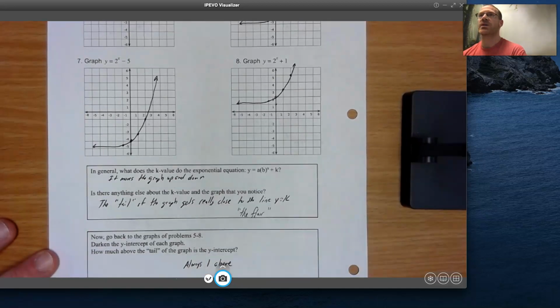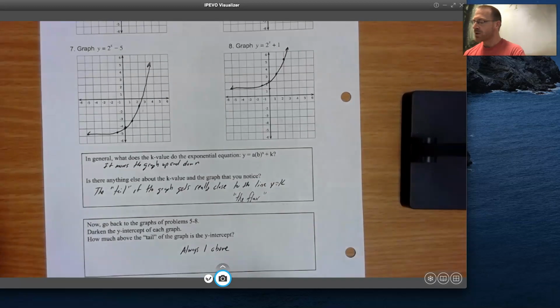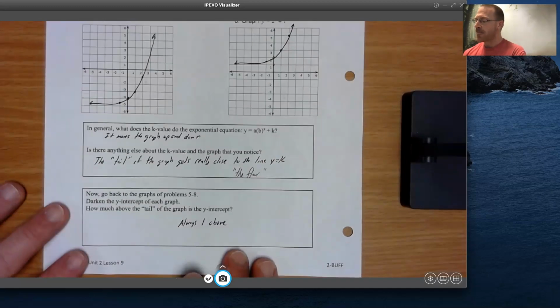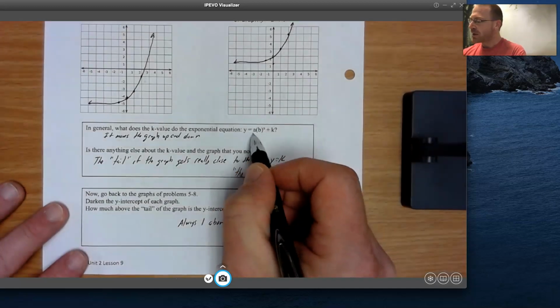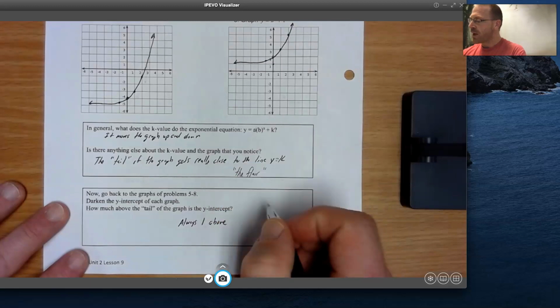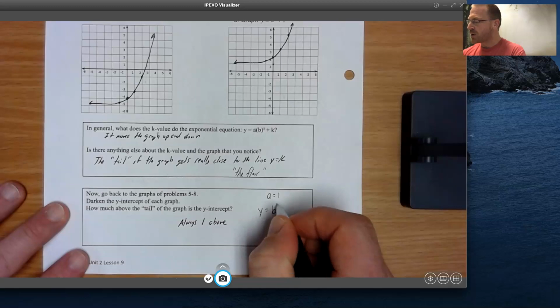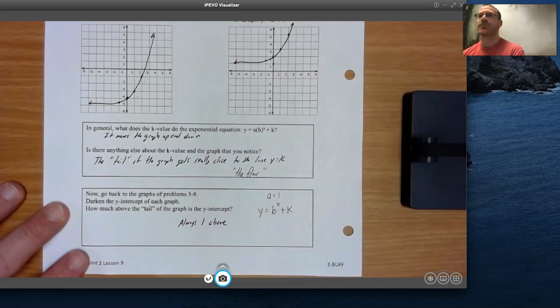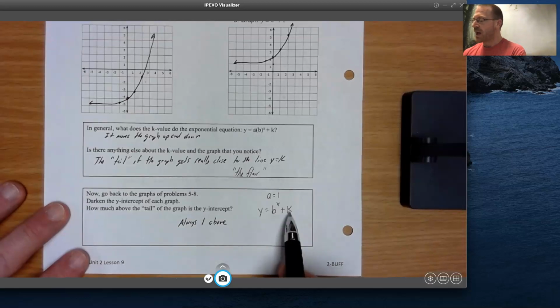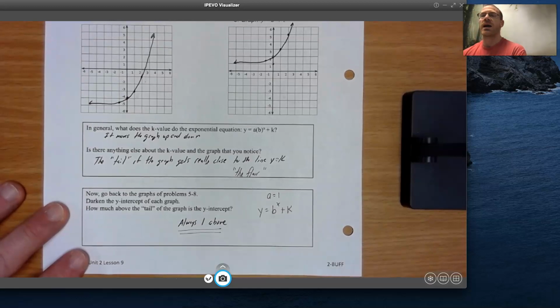My y-intercept is 1. So for most of the things that we're going to work with right now, notice this a value sitting out front. It's going to be 1. So most of our equations are going to just be this guy, b to the x plus k. And as long as we're in the form b to the x plus k, then our y-intercept will always be 1 above that k value, 1 value above the floor.